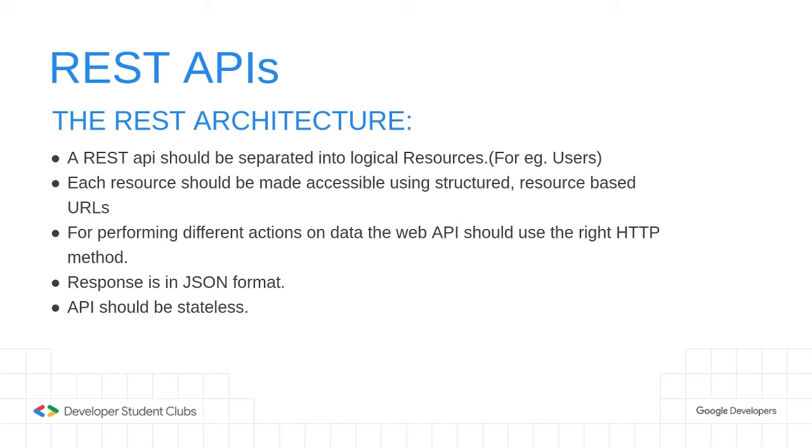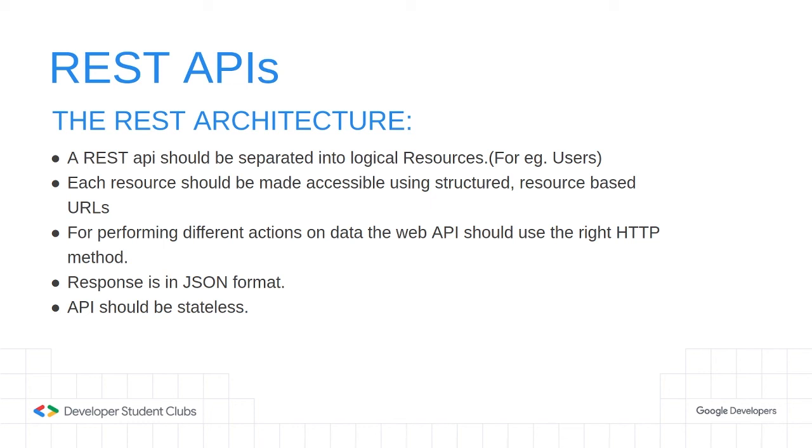The REST API should be separated into logical resources. In our case, we have only one resource and that's users. So our API qualifies this point. Each resource should be made accessible using a structured resource-based URL. So the URL /api/v1/users is a resource-based URL. It is a URL to a resource.